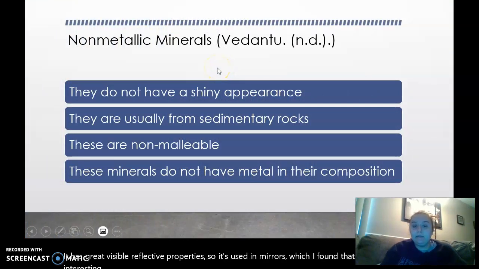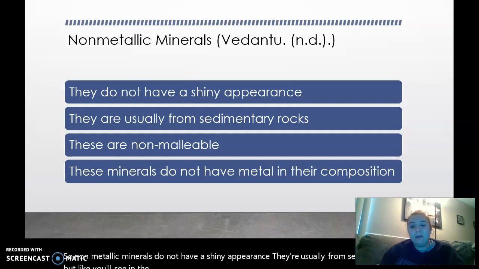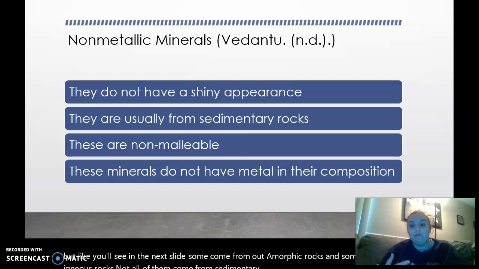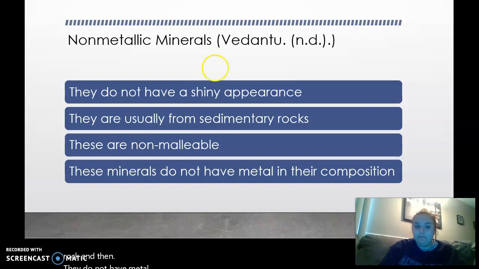So non-metallic minerals do not have a shiny appearance. They are usually from sedimentary rocks, but like you'll see in the next slide, some come from metamorphic rocks and some come from igneous rocks. Not all of them come from sedimentary, but like before, they usually do. They are non-malleable, so not easily morphed like a metallic mineral. And they do not have metal in their composition.